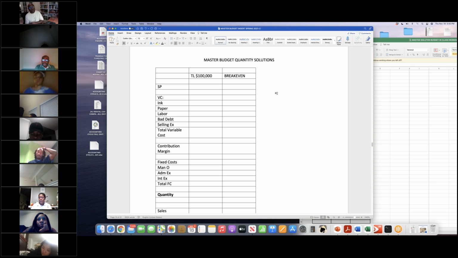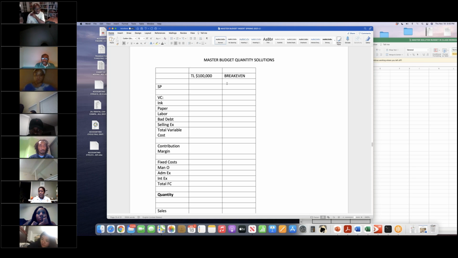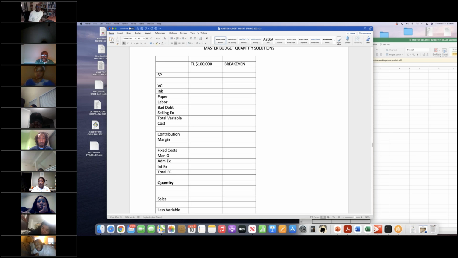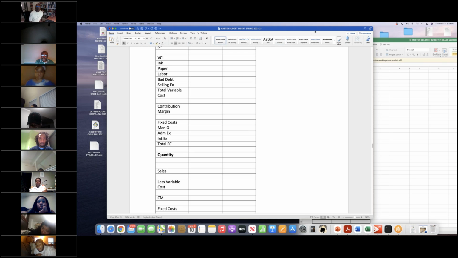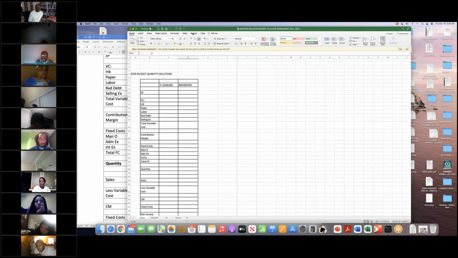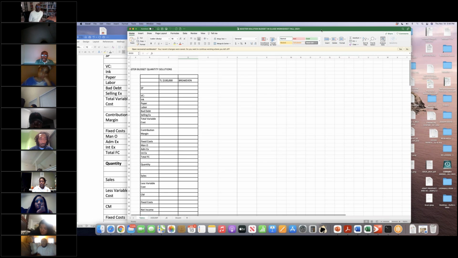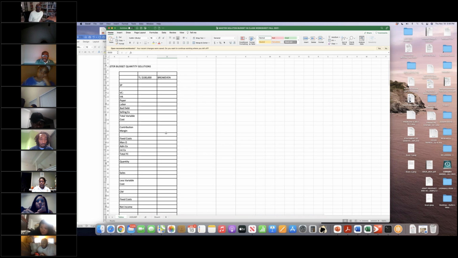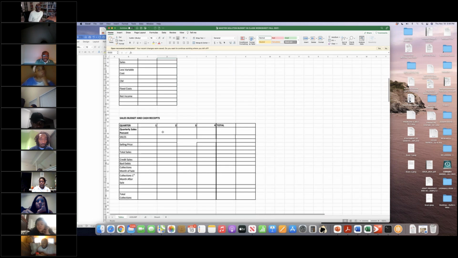And in a few minutes, we're going to get our master budget quantity solution. So this is a starting point, and everybody works on this to make sure this is correct. Because if you don't have this correct, there are going to be problems as you go through. And we probably will just do this on the Excel spreadsheet. So we're going to work on this table first in a few minutes. Then we got the sales budget and cash receipts. We'll work on that next.